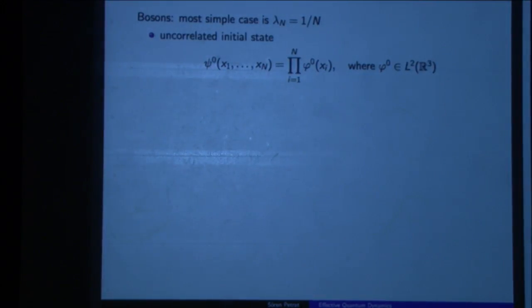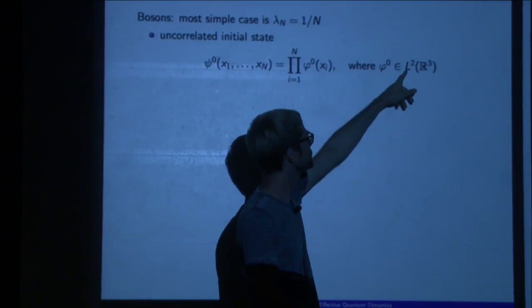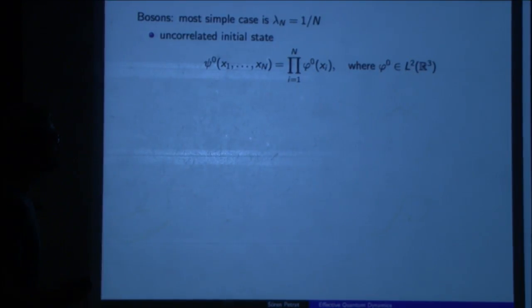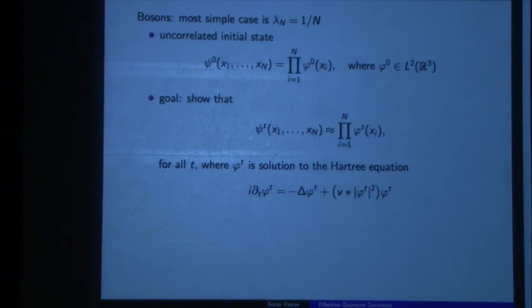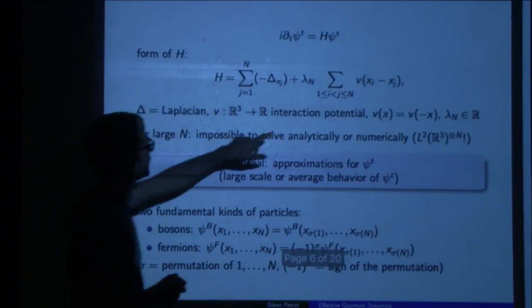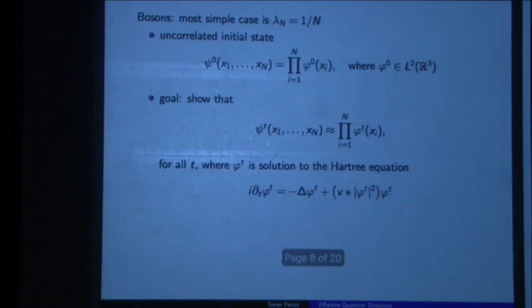So the most simple state you could start with would be an uncorrelated state, just a product state. So you choose just a so-called one particle or one body wave function in L2 of R3, and you just build a product out of this. This is a symmetric state, maybe the most simple state you could come up with. And then what you would like to show is that this structure of the state is approximately preserved by the time evolution. Okay, the first important remark is it's never exactly preserved because I have this potential that couples the different tensor components. But you could still hope that it's preserved in an approximate sense.